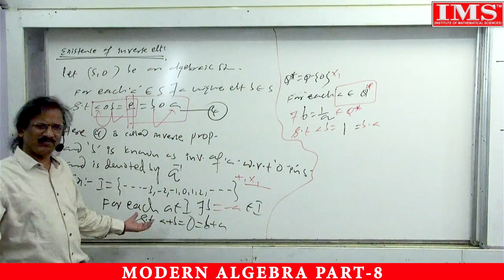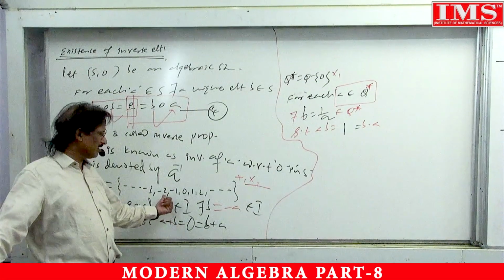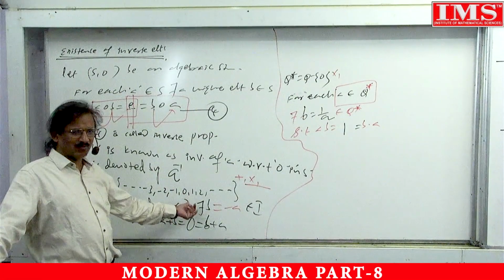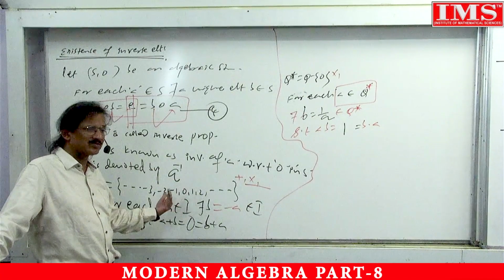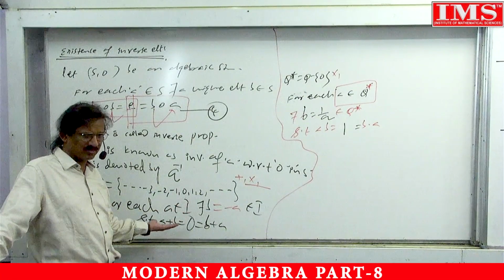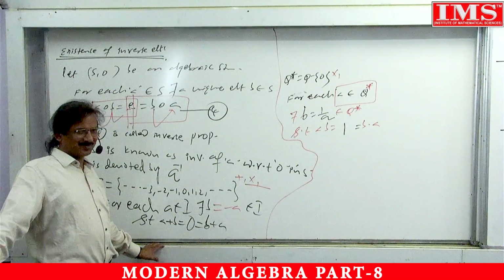What is the inverse of A? 1 upon A. But that does not exist. Yes, because the inverse of 2 is what? 1 by 2. But 1 by 2 does not belong to this set. Yes. As well as the inverse of 0 does not hold. The inverse of 0 is 1 by 0, that is not defined. Is it okay? Yes, sir.